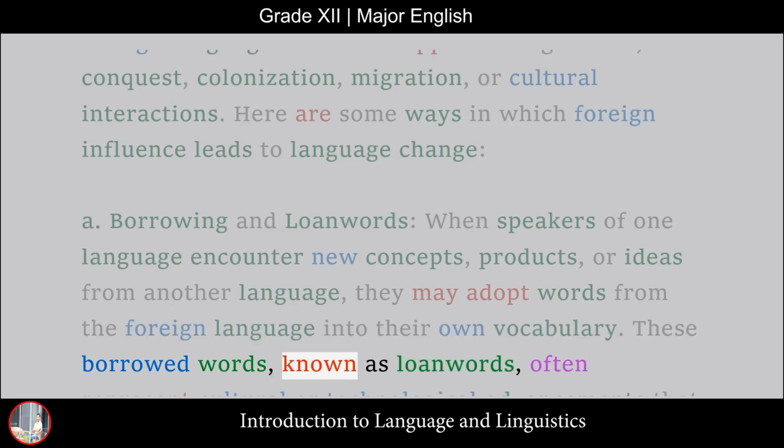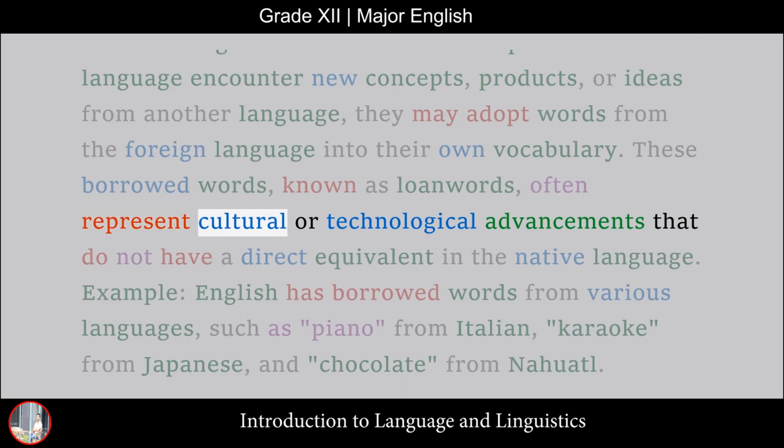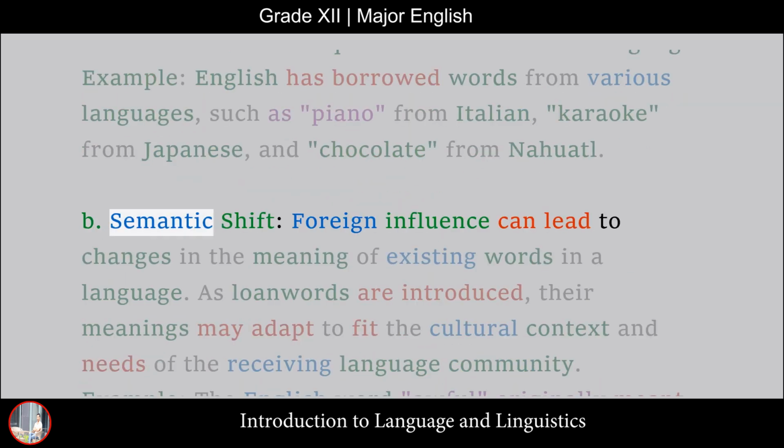These borrowed words, known as loanwords, often represent cultural or technological advancements that do not have a direct equivalent in the native language. Example: English has borrowed words from various languages, such as piano from Italian, karaoke from Japanese, and chocolate from Nahuatl.